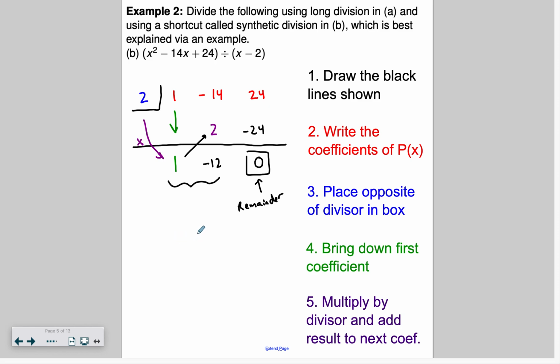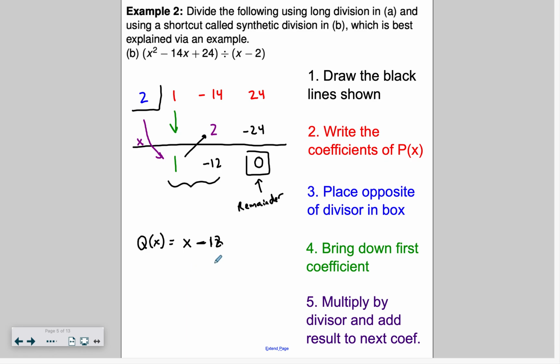q of x equals x minus 12. Just like I took a 1 from the x squared, it was 1, negative 14, and 24, we're doing this kind of in reverse with our answer. We're starting with our constant, then our x to the first term, to get x minus 12 as our answer. It doesn't look pretty, but it's there. X minus 12. Okay, great.